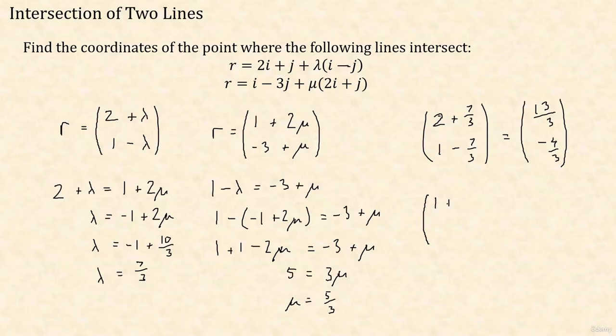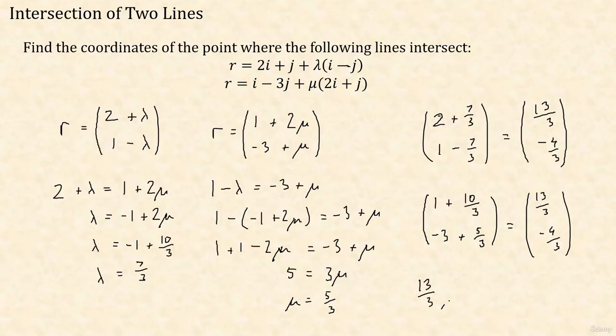So 1 plus 2 mu, which is 10/3, and then -3 plus mu. And yes, we do indeed get 13/3 and -4/3. So the coordinates of the point of intersection are 13/3 and -4/3.